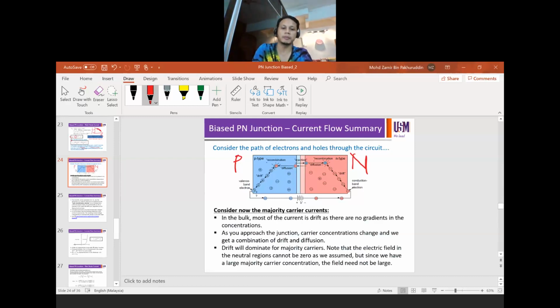drift and diffusion. Let's recall, why do we have drift and diffusion near the junction? Why do we have drift near the junction? Kenapa kita ada drift dekat junction? Anyone?